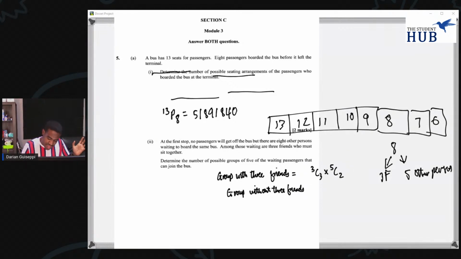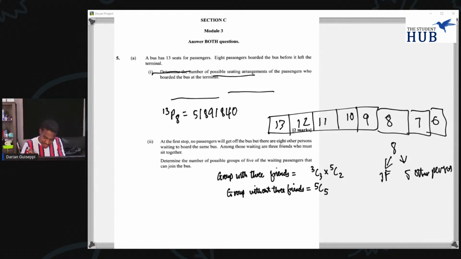The first case is where the 3 friends are chosen, there is only one way of doing that, and you multiply it by the remaining 2. You choose 2 out of the 5 here. That's what happened there. And then the second way is without the friends. What will happen here is basically this: you choose 5 out of the 5 remaining persons.